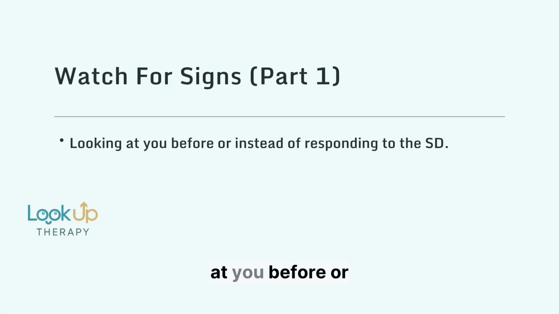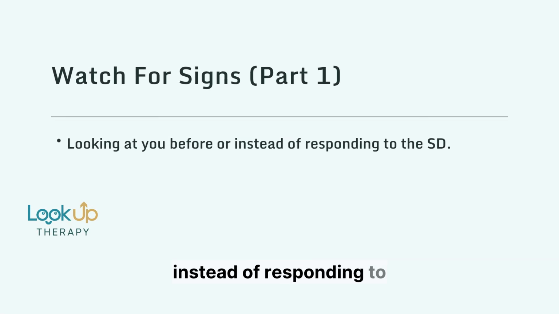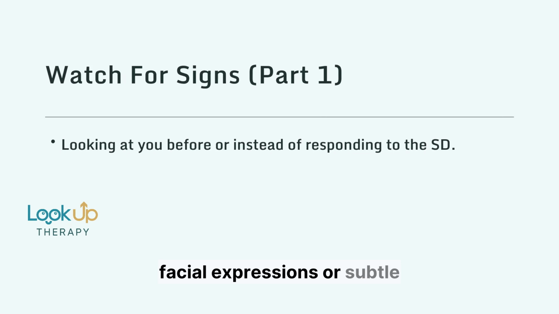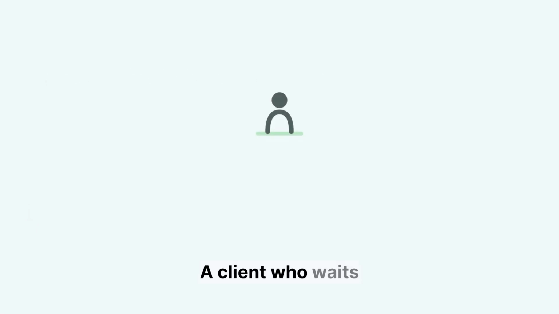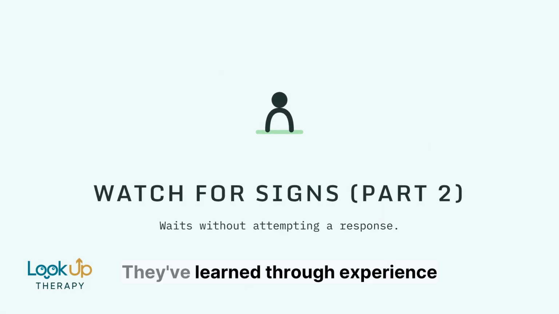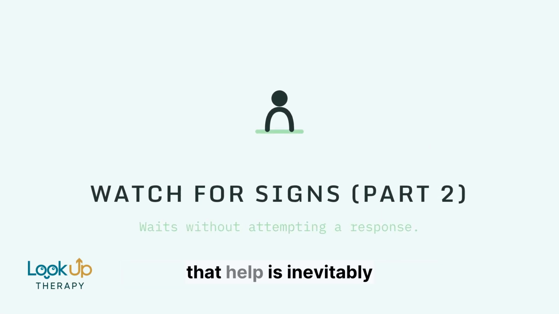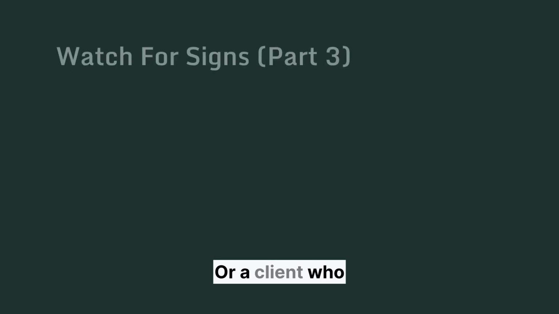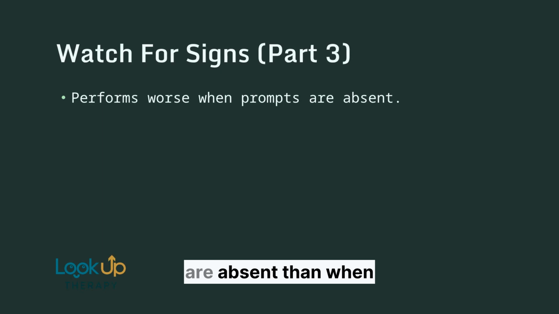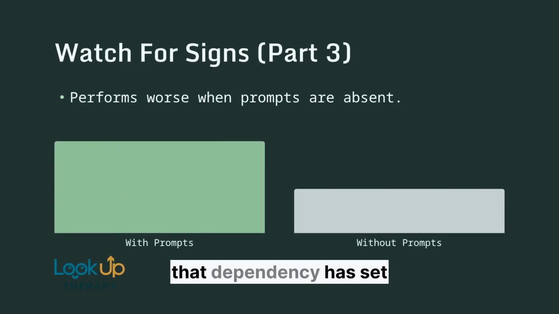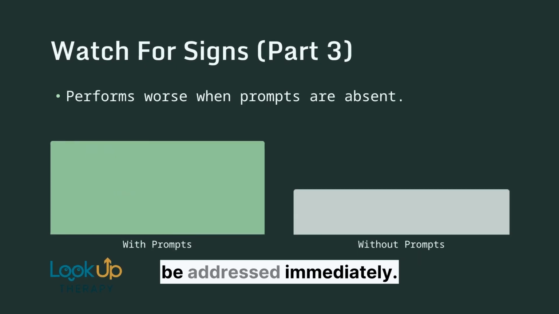Watch for signs. A client who consistently looks at you before or instead of responding to the SD. They are looking for the answer in your facial expressions or subtle cues. A client who waits without attempting a response, even when they know the skill. They've learned through experience that help is inevitably coming if they just wait long enough. Or a client who performs worse when prompts are absent than when they are present. These are clear indicators that dependency has set in and needs to be addressed immediately.